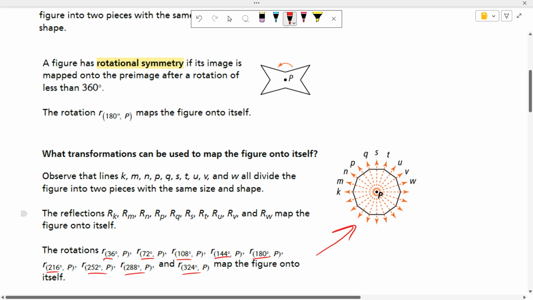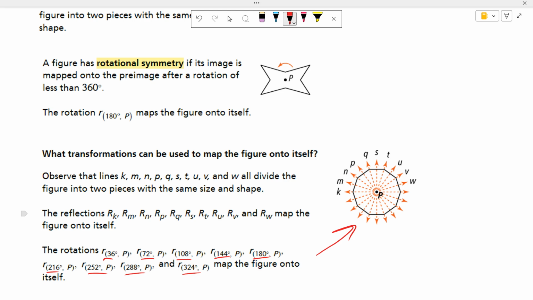It has 9 different turns of rotational symmetry. 1, 2, 3, 4, 5, 6, 7, 8, 9. Because it has 10 sides, we can't count the 10th turn. We can only count 9 of them. A lot of people make mistakes on that. With 10 sides, there's 9 turns that you can make of rotational symmetry, because the 10th one brings it back to itself, which is not rotational symmetry.